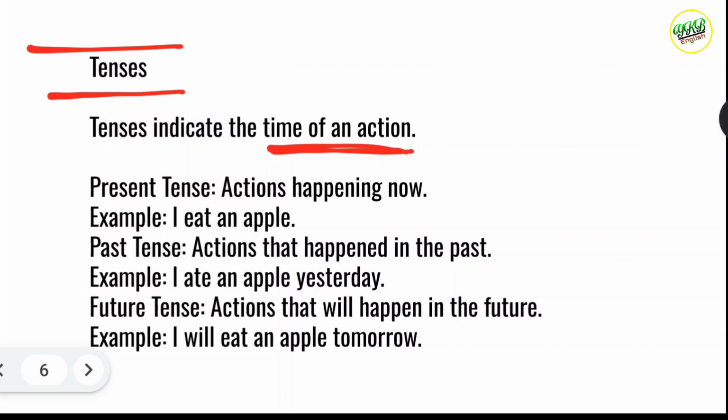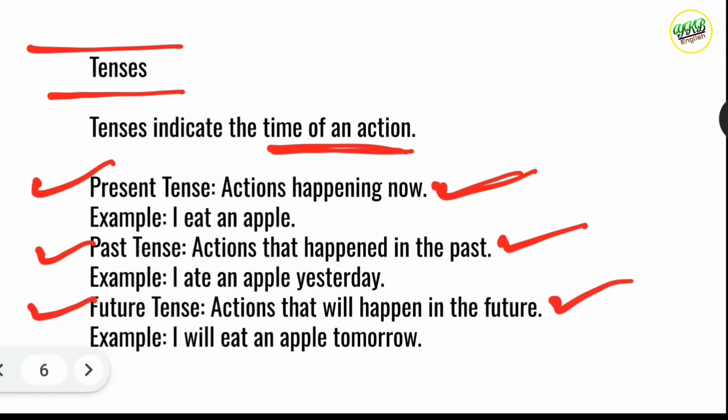So there are three types of tenses: present tense, past tense, and future tense. Present tense is actions happening now. Past tense, actions that happened in the past. Future tense, actions that will happen in the future.